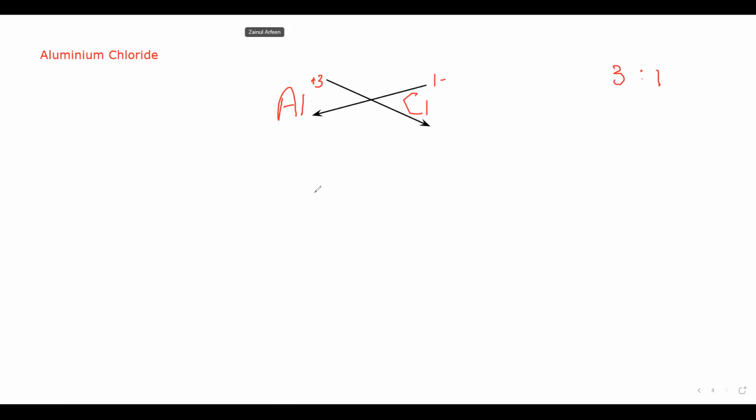So what will be the chemical formula of aluminum chloride? It will be Al. 1 is there, but when 1 is there, we don't write it. And Cl3. Is it clear? The chemical formula of aluminum chloride.